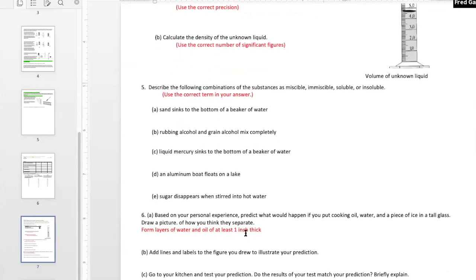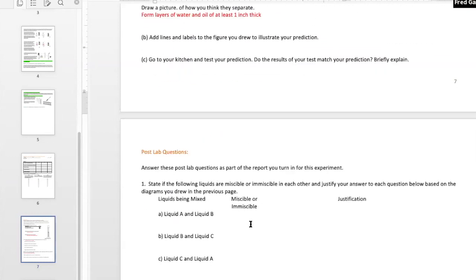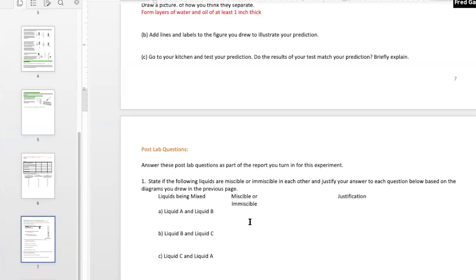It's pretty straightforward. This is your post-lab. The post-lab is going to be based on the data that you've collected, liquid A and liquid B. So make sure you label these things, because this is liquid A, liquid B, and liquid C. I'll show you that when I show you my desktop shortly here. And you're going to tell me whether it's miscible or non-miscible.